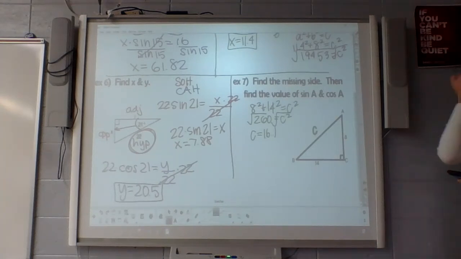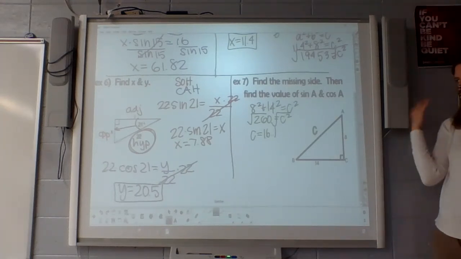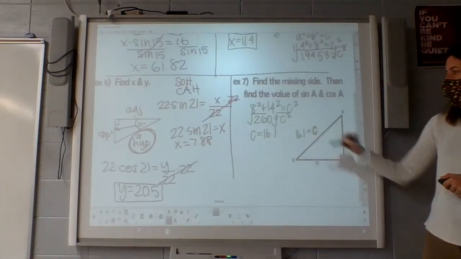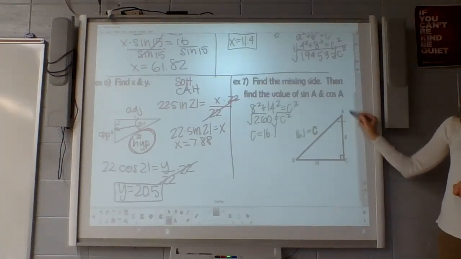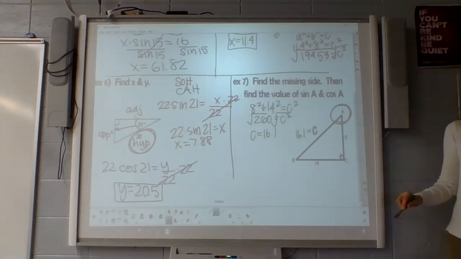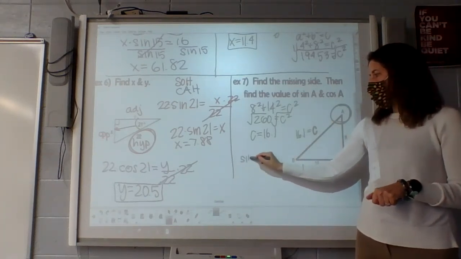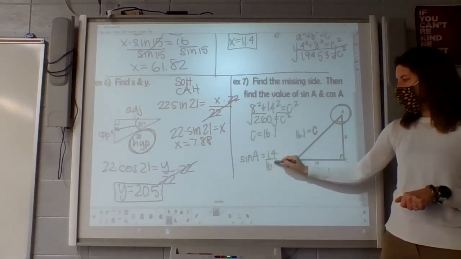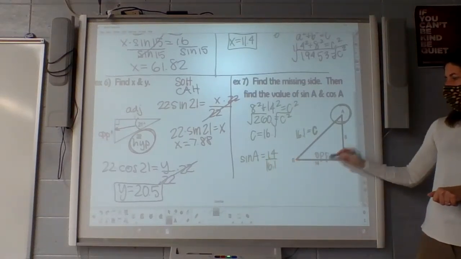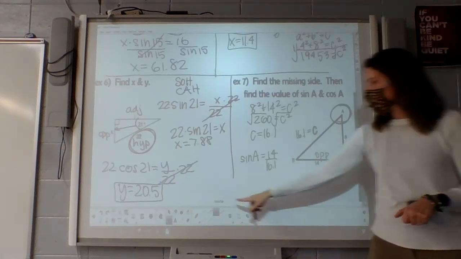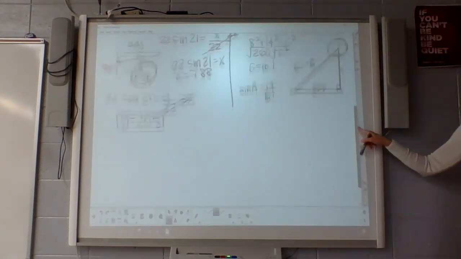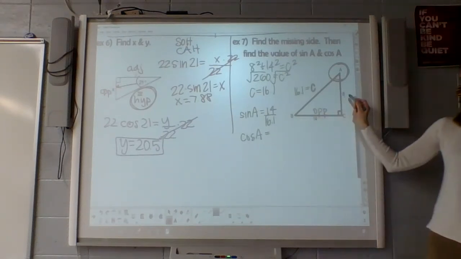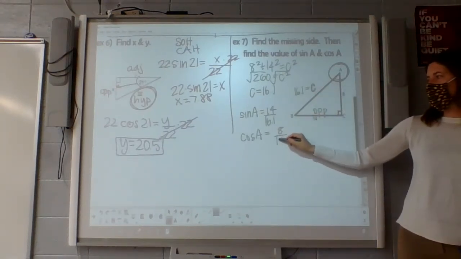So it'd be like 2 square roots of 65, not a very nice number. So if this is 16.1, they want sine of A and cosine of A, so they're just asking you to set up this ratio. So sine of A will equal 14 over 16.1, opposite over hypotenuse. And then cosine of A is adjacent over hypotenuse, so 8 over 16.1.